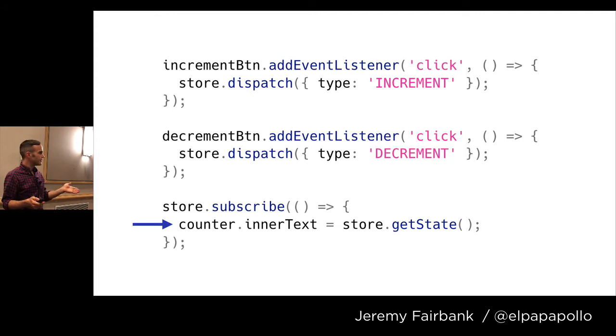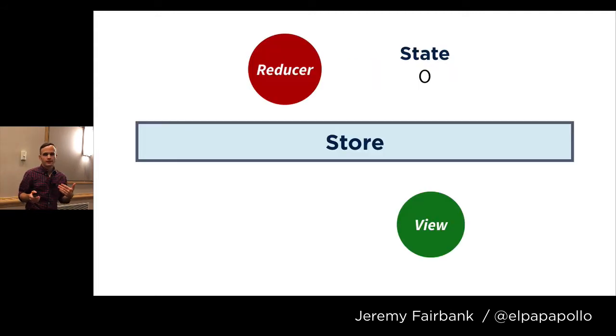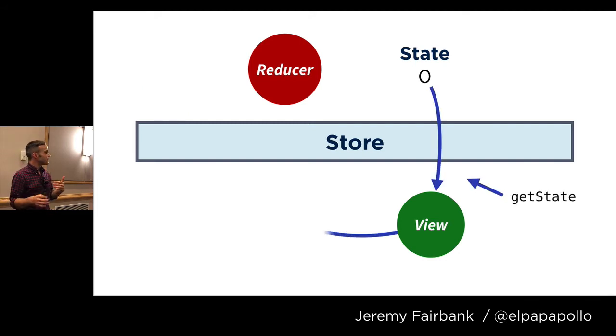Looking at it in a different way, as a diagram, what is this overall flow? When we use the Redux store, it's kind of like a mediator. Above, we have what the store contains: your reducer and the current state. When we want to display that state initially, we can use that getState method. So our view layer, whatever that is, can pull out the current state and then update the DOM.